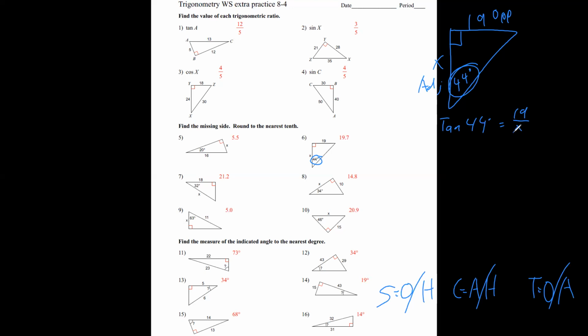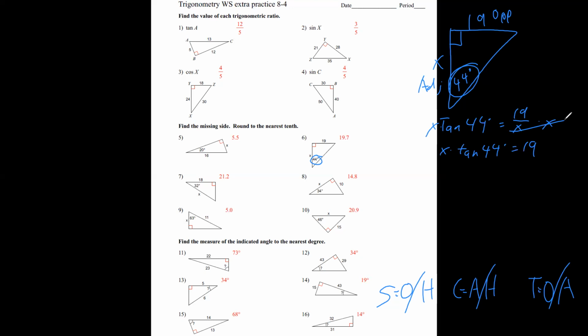Now, this one was a little bit tricky because X was on the bottom, so it made an extra step. The first step's always the same. We have to get rid of our denominator. X is on the bottom, so we're multiplying by X, times X, times X. So we end up with X times tangent of 44 equals 19. Yeah, those cancel off.